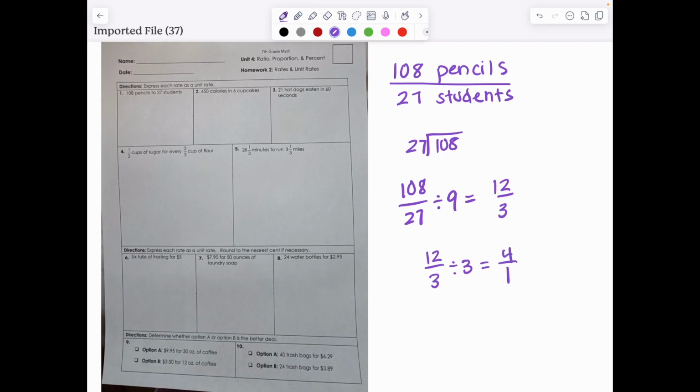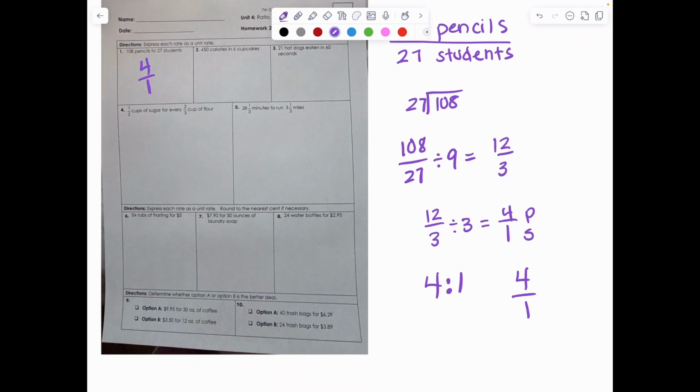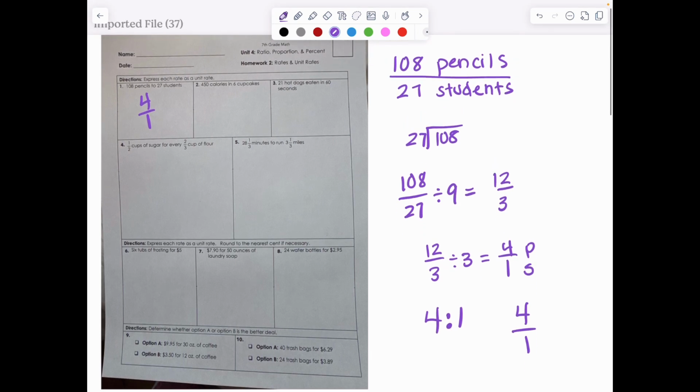1. So your unit rate is 4 pencils to 1 student. So every student would get 4 pencils. So 4 to 1 is your unit rate. Now it can also be written like this. So it can be written 4 to 1 or 4 to 1. So written as a fraction or written as a unit rate, either way.